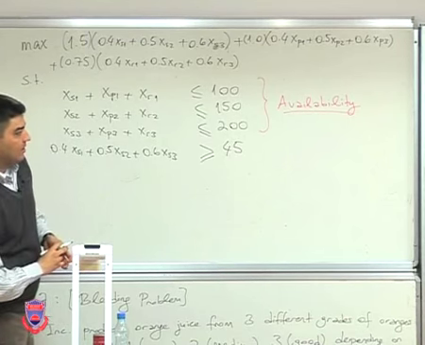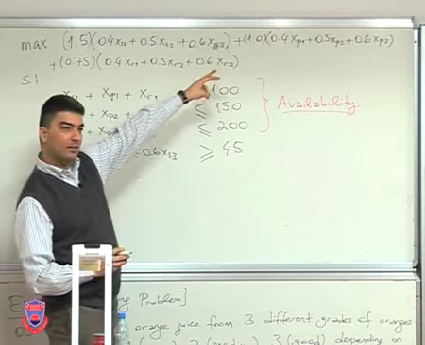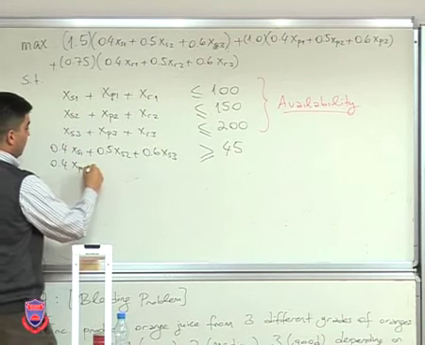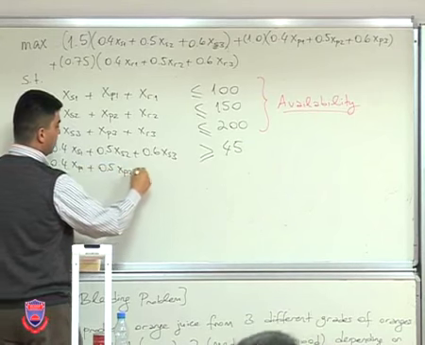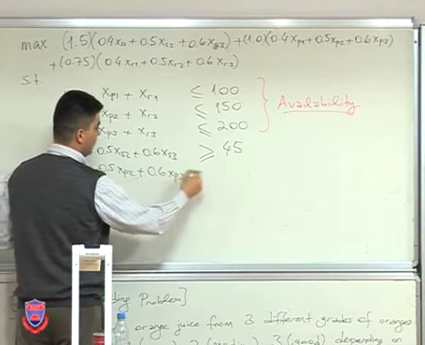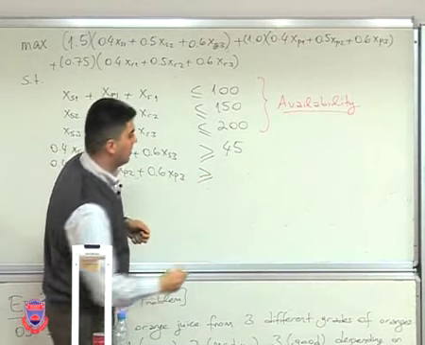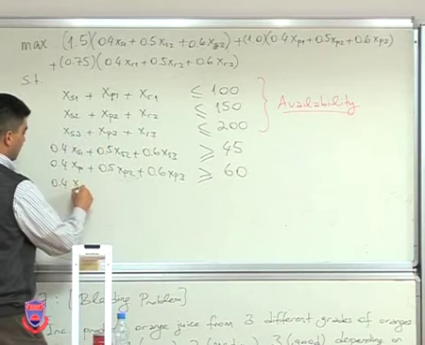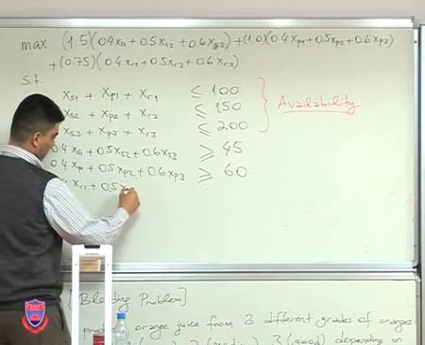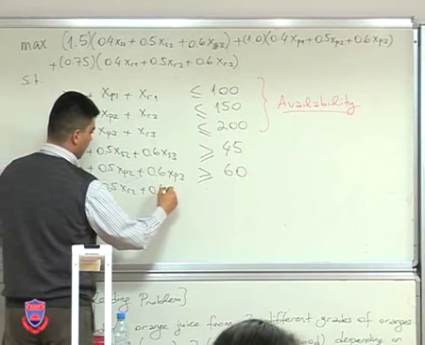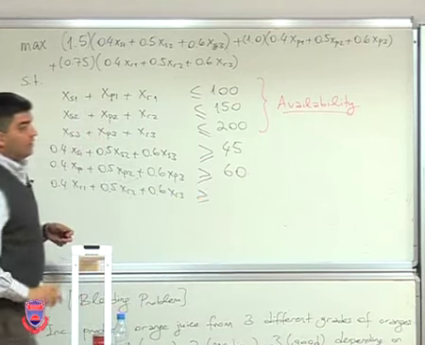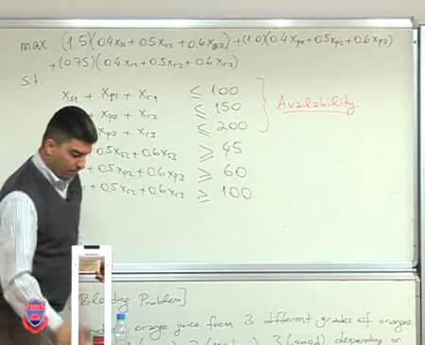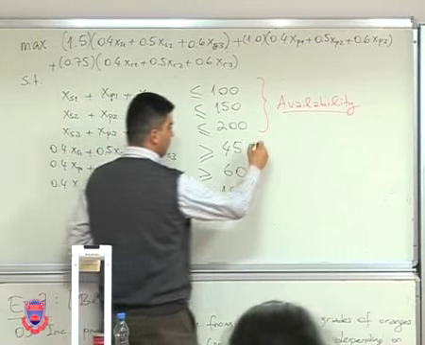Then I need to produce at least 60 liters of premium orange juice. The expression for that is in the second term: 0.4 times XP1 plus 0.5 times XP2 plus 0.6 times XP3 is at least 60. And finally, 0.4 times XR1 plus 0.5 times XR2 plus 0.6 times XR3 should be at least 100, right? So these constraints correspond to minimum production levels.